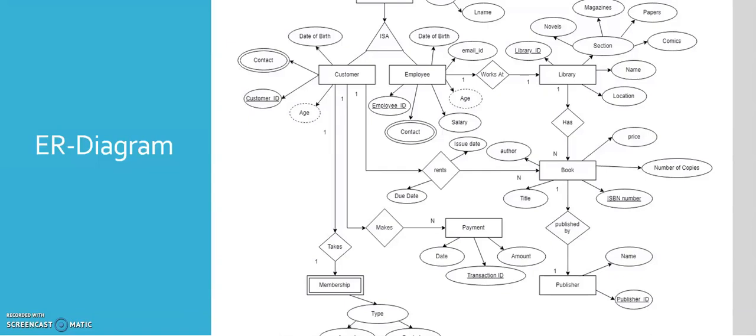In our example, we have 6 strong entities such as customer, employee, library, book, publisher, and payment. We also have something which you call a weak entity. In our example, membership is a weak entity. But what exactly is a weak entity?